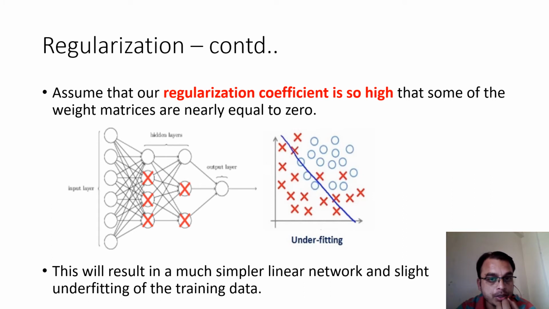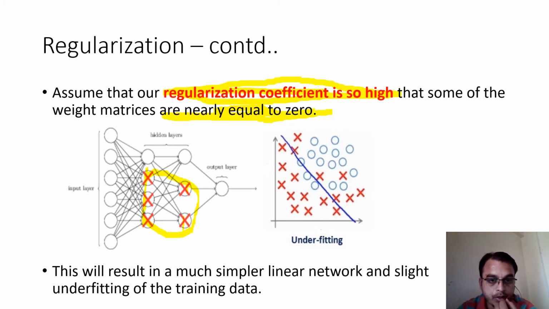So what does regularization do? Regularization gives you a particular mathematical method to drop out some nodes. So how to drop these nodes? It's very simple. You set the regularization coefficient so high that some of the weight matrices change to nearly zero. In this example, if you look carefully, these 5 nodes, 1, 2, 3, 4 and 5, I am making nearly equal to 0. How? By applying the L1 factor or L2 factor as regularization.